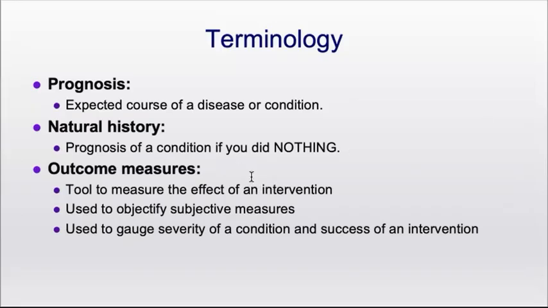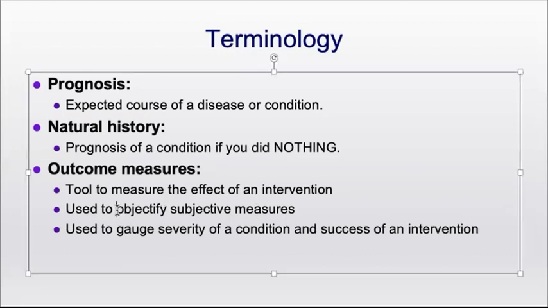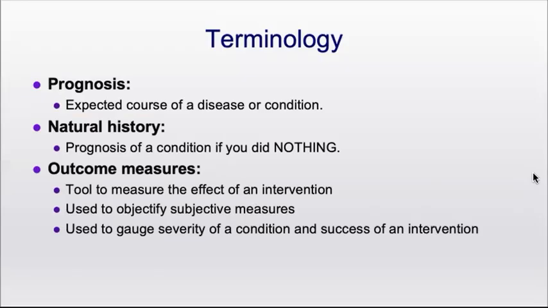Okay. So outcome measures are a tool that's used to create an objective score or an objective measurement of something that might be more subjective. And so again, it can be used to gauge the severity of a condition initially, and then it can also be used to gauge the success of an intervention as you're applying it over time.